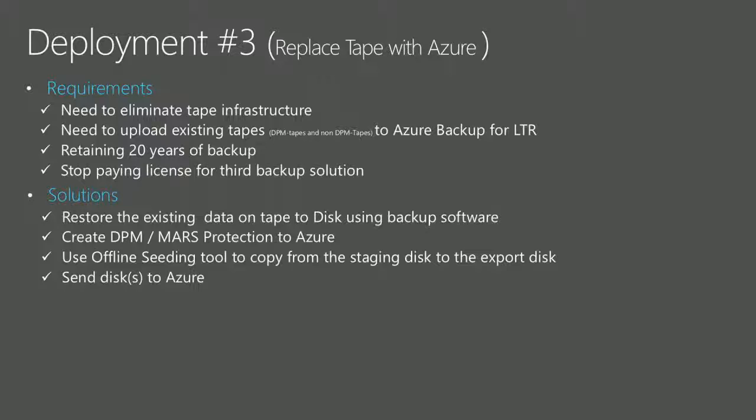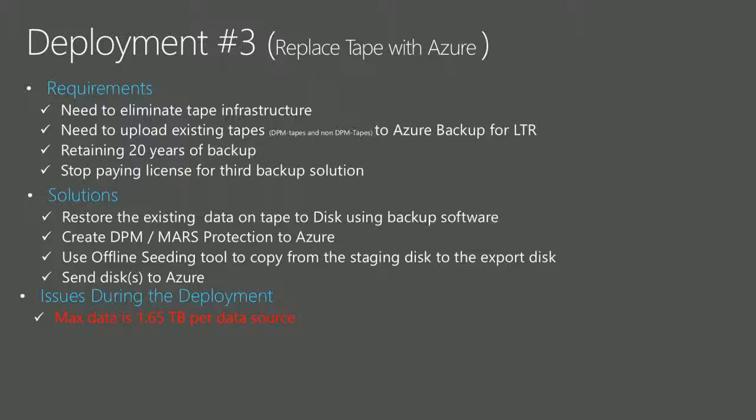Then create a DPM/MARS. Again, MARS is Microsoft Azure Recovery Services Protection. Either we do it with DPM, and I'll show you how to do that, or we use the offline seeding tool. Then use the offline seeding tool to copy from staging. This is the data that we'll stage to ship to Azure, either online or with the seeding tool. And we export it. Then we send the disk, right?